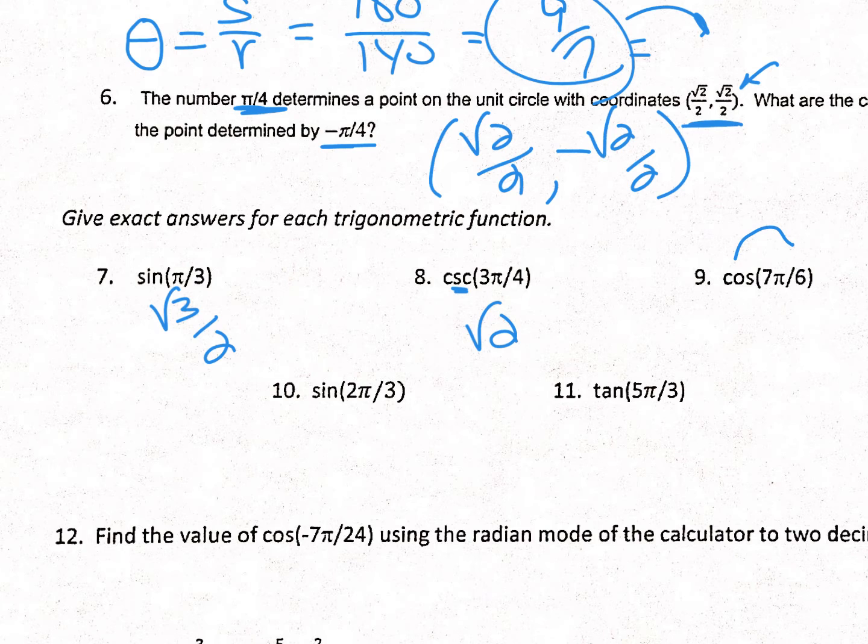Number 9, cosine 7 pi over 6. Cosine of any pi over 6, forget the 7. Cosine of pi over 6 is square root of 3 over 2. Because it is 7, though, that means it's in quadrant 3. 7 is like 1 and 1/6 pi. Quadrant 3, cosine is negative.